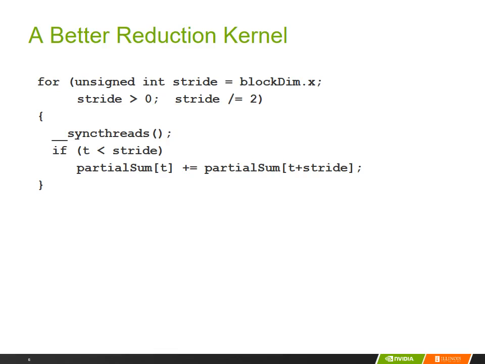And then within the loop body, we're going to test whether the thread index is less than the stride, and this tests whether the thread should be active. And then we will be adding the partial sum from stride distance away into the responsible location for each thread.